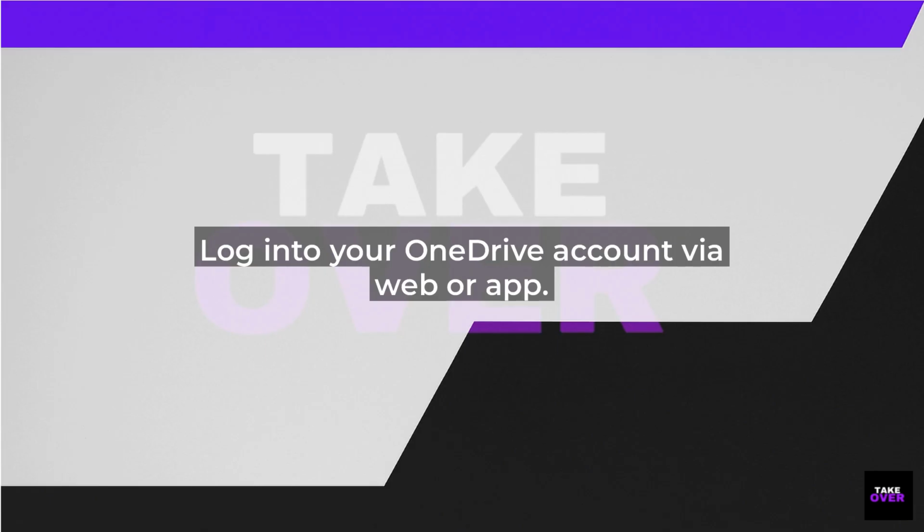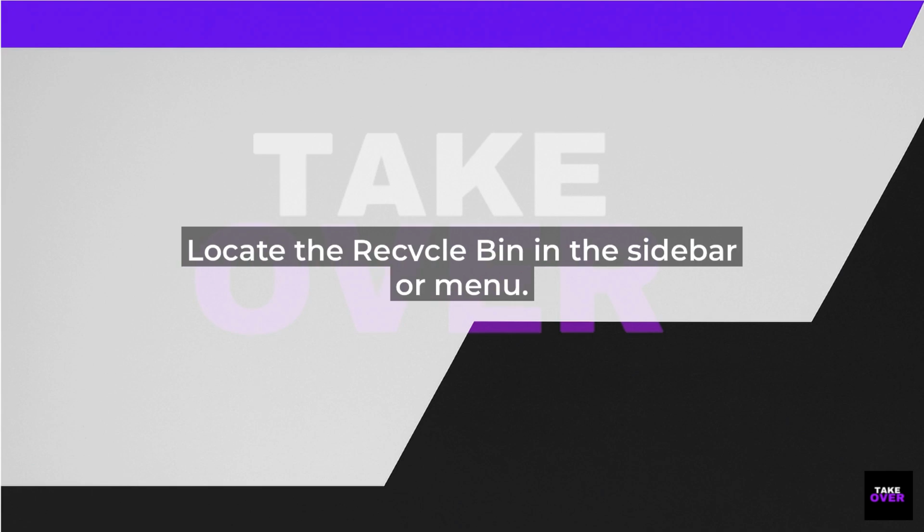Let's get started. First things first, make sure you're logged into your OneDrive account. Open your web browser and head to onedrive.live.com, or use the OneDrive app on your Windows PC, Mac, or mobile device. Once you're in, you'll see your files and folders laid out nicely. Now, here's the key step.